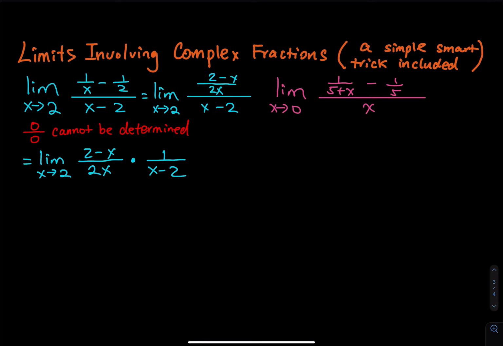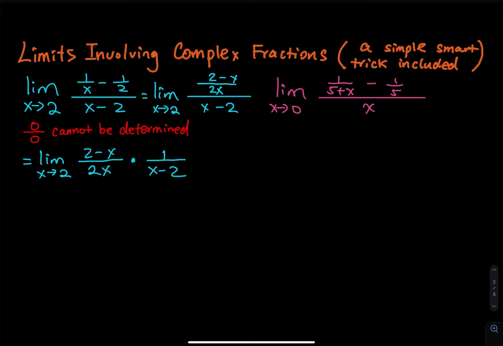People often will just go through this. They are cancelled. Can you tell me now, is this correct? The answer is no. The 2 minus x, 2 is positive, x is negative. The x minus 2 is the opposite. X is positive, 2 is negative. You cannot just cancel like this.